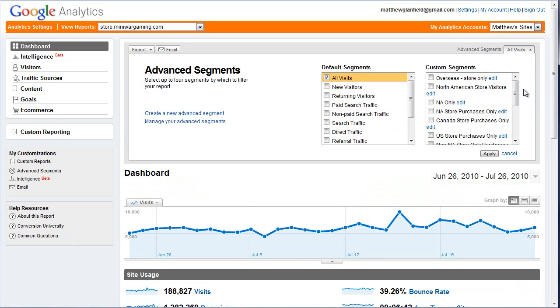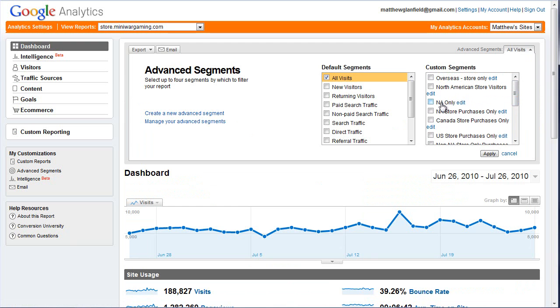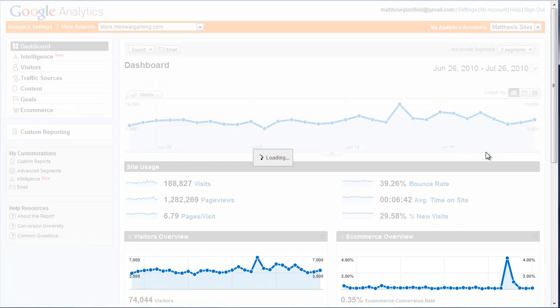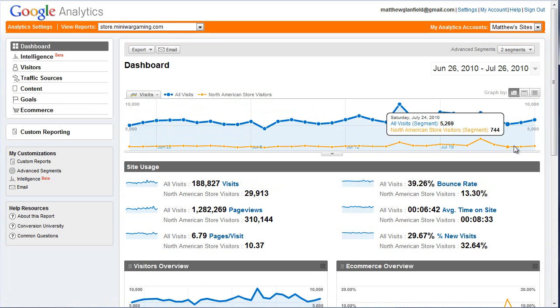But I just want to show you a couple examples. I have all sorts of custom segments here. For example, only looking at North America, or North America with only the store visitors. If I click this, North American store visitors, and then I apply that and keep the all visits there too so I can compare it, you'll see two lines appear on this. One of them will be all the visitors and the other one will be the store. So you can see the store is way down below here.